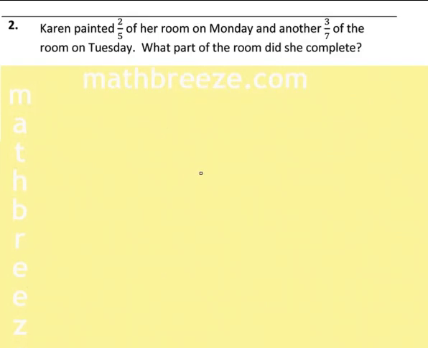Number 2 says that Karen painted 2/5 of her room on Monday and another 3/7 on Tuesday. What part of the room did she complete? So we just want to add 2/5 plus 3/7. And in order to add, we need a common denominator, 5, 7.